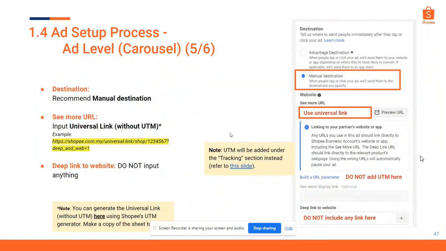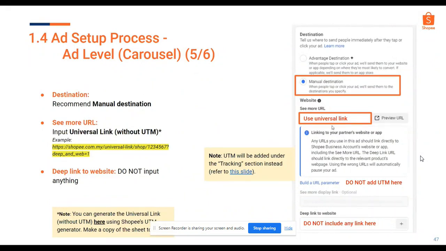If you want to know further about UTM, you can click on this link. You can copy the universal link from the Shopee store and input it here. Do not add UTM here. Put the universal link beside this. Also for the deep link, you don't put any link, because you don't want them to go anywhere else. You only want them to go to a Shopee store.